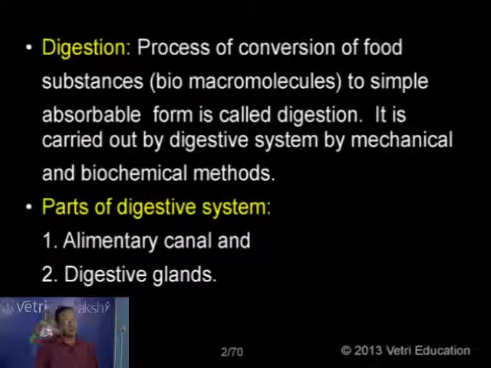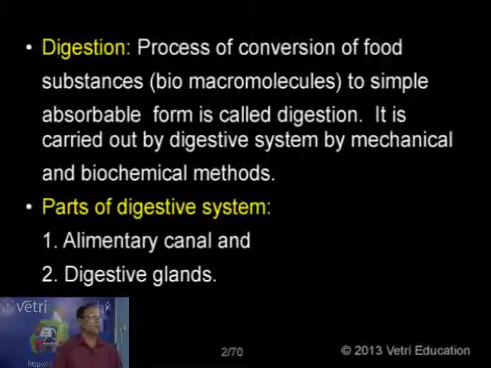Now what do you mean by digestion? We normally consume complex food materials in the form of carbohydrates, proteins, fats, or even other materials. All are found in complex form. But the body needs only the simplest forms of these complex food materials. Then only can they pass across the intestine to reach the various cells to get energy or to do other activities. For that, the complex materials should be broken into simpler forms that can easily be absorbed and assimilated. That process is called digestion.